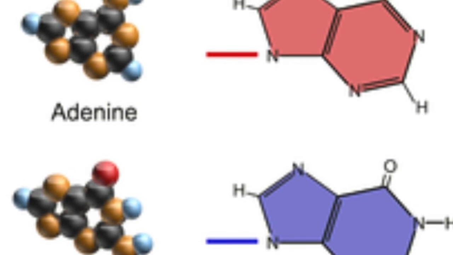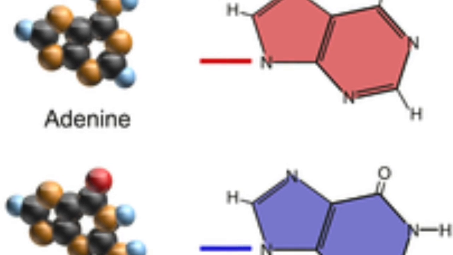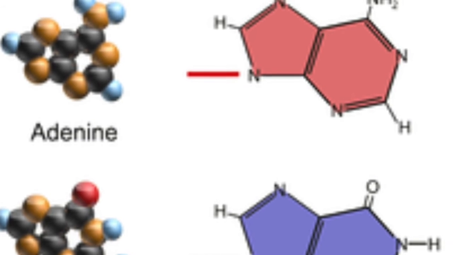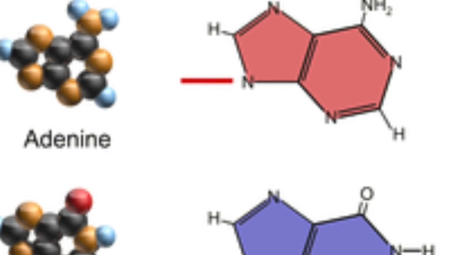Okay, moving on to the purines. The purines are the adenine base and the guanine base. Adenine can form 2 hydrogen bonds, while the guanine can form 3 hydrogen bonds.